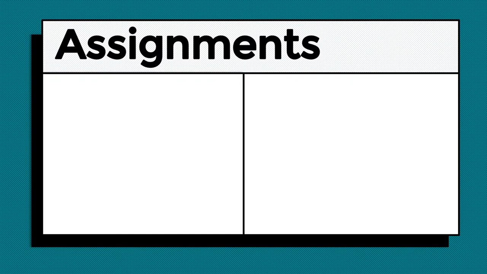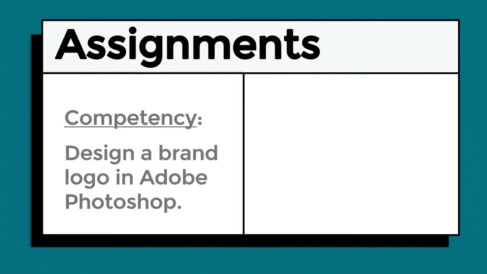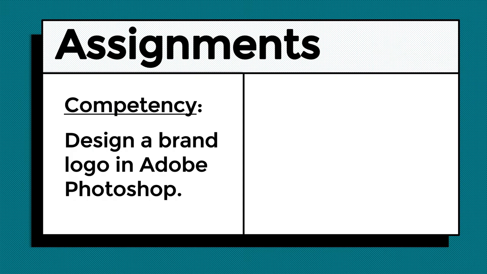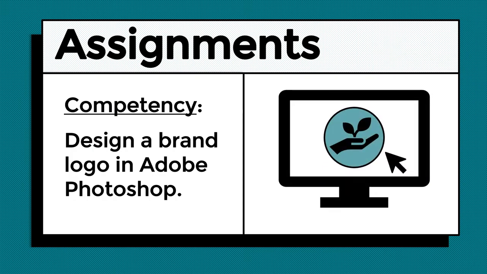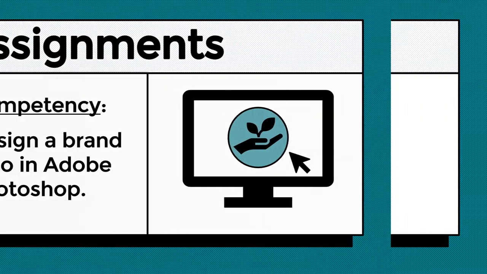In other courses, you might be expected to absorb material from a book or lecture, then mostly repeat that material on an exam or in an essay. By contrast, in CBE, you will be graded based on your ability to do and perform certain real-world tasks. For example, if one of your course's competencies was design a brand logo in Adobe Photoshop, you will do just that. For your assignment, you will pass by successfully designing a brand logo in Adobe Photoshop.